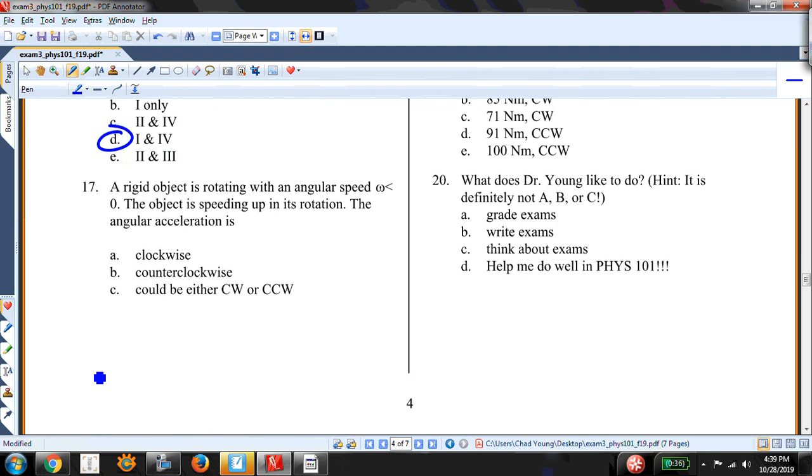A rigid object is rotating with an angular speed that's less than 0. It means it's negative. That also means it's clockwise. It is speeding up in its rotation. That means that alpha and omega are in the same direction. And so I'm asking, what is alpha? It's going to be A.